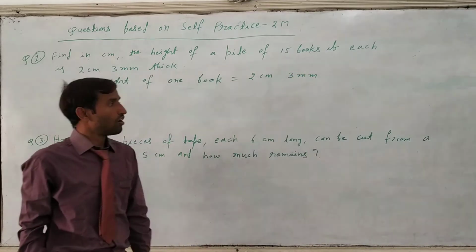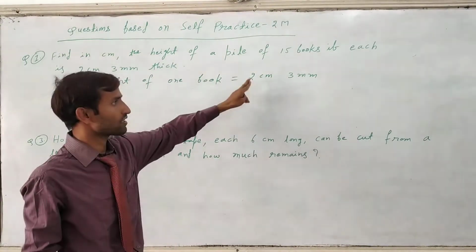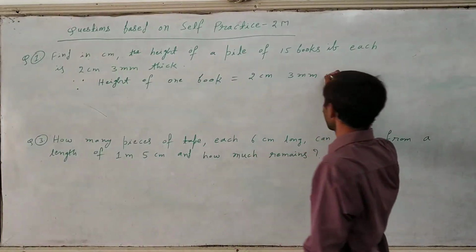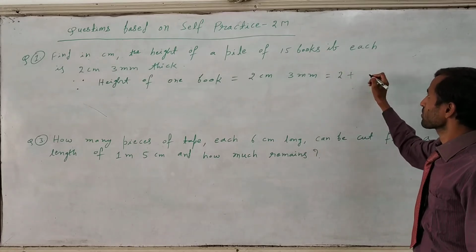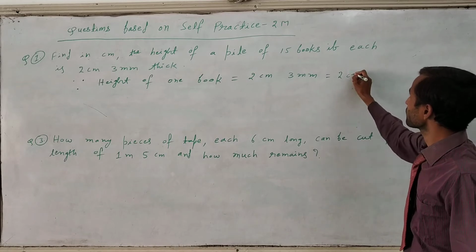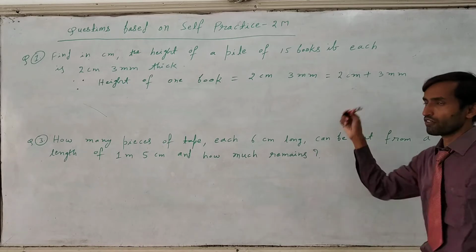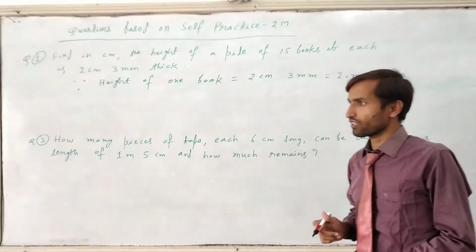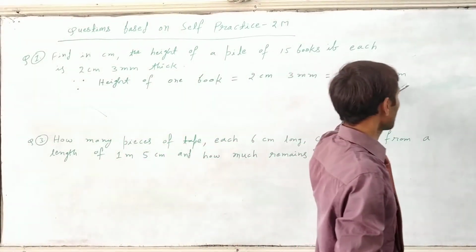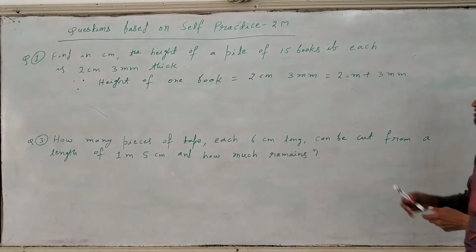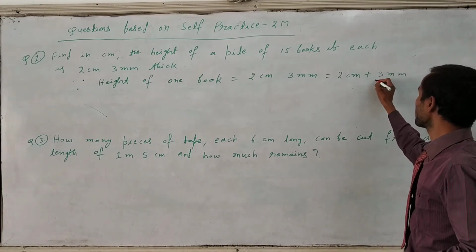Now we have to convert this millimeter into centimeter, then add. Write like this: 2 centimeter plus 3 millimeter. It will not add because two different units are there. Without making them the same, we cannot add. So first we have to convert to the same unit, means convert this millimeter into centimeter. For that we have to divide by 10.